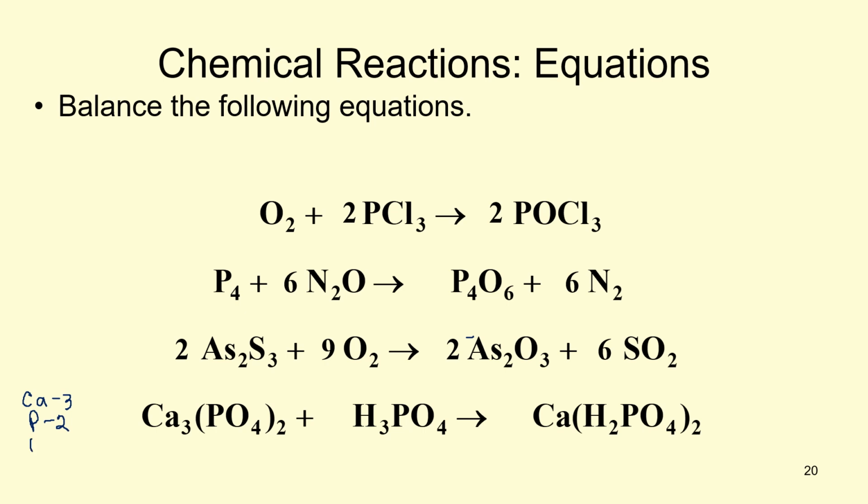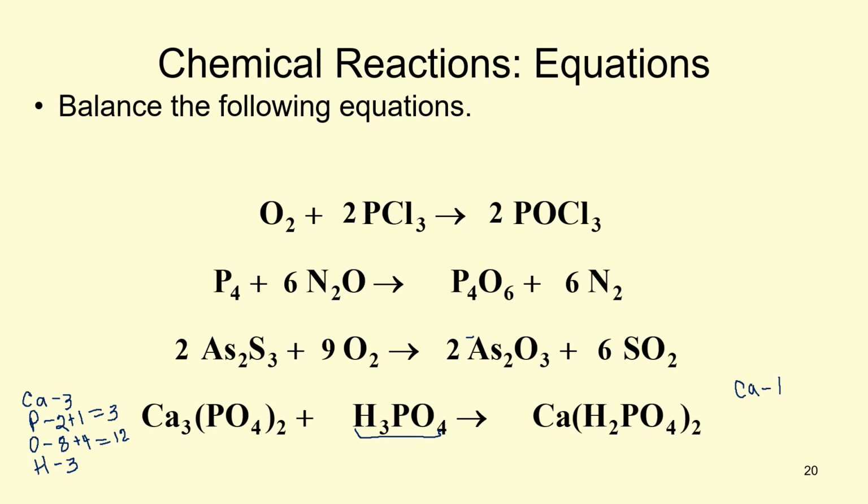and 8 oxygen. But I also have this on the left-hand side, so I have 3 hydrogen, and I have another phosphorus, and I have 4 more oxygen, so I have 12 oxygen altogether. I have 8 plus 4 more. On the right-hand side, I've just got one big thing, so I've only got 1 calcium.